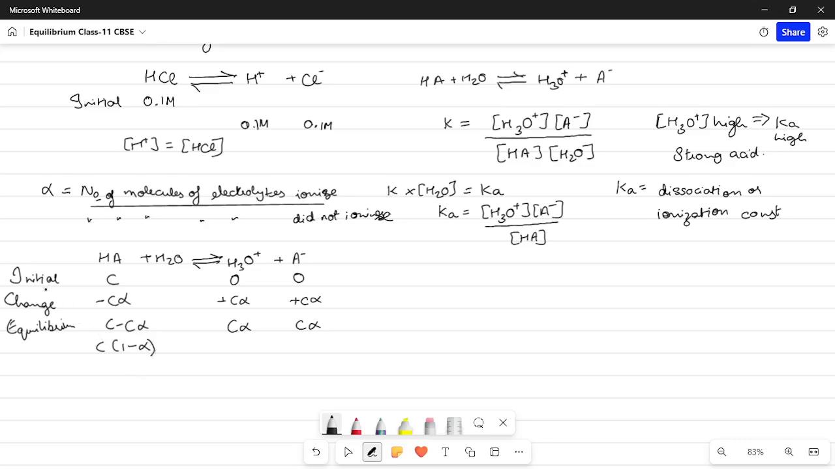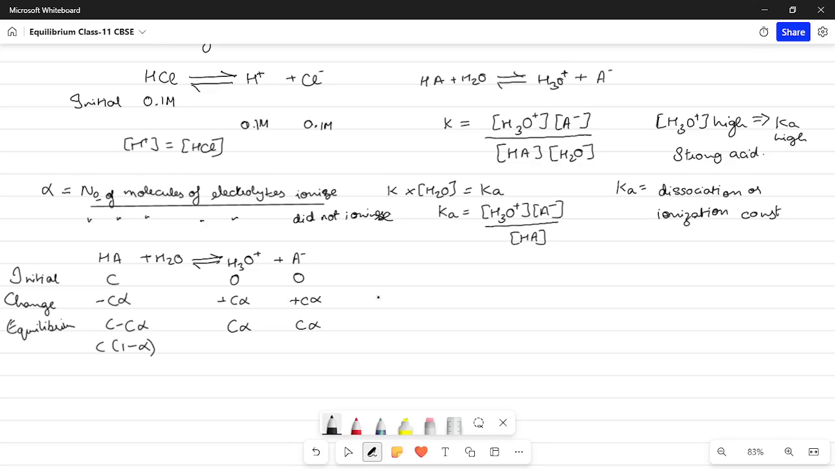So what are we doing? The initial concentration of HA is C, the remaining are 0. Then the change is minus C alpha, concentration times the degree of ionization, and then this is plus C alpha, and this is also plus C alpha. At equilibrium it is going to be C minus C alpha. 0 plus C alpha is C alpha. Similarly for this one, it's C alpha.